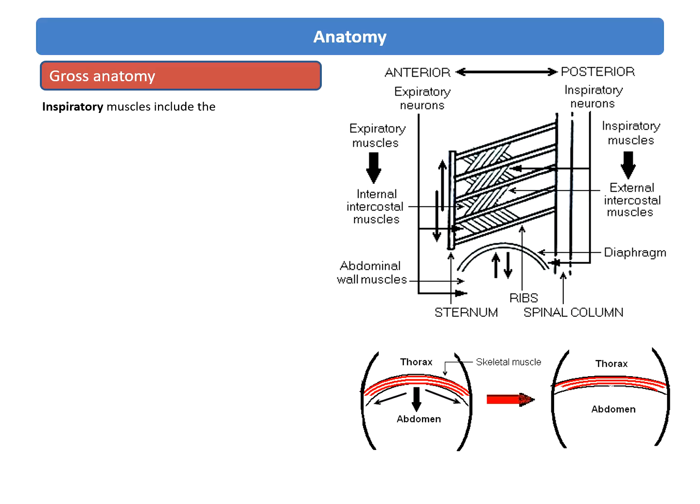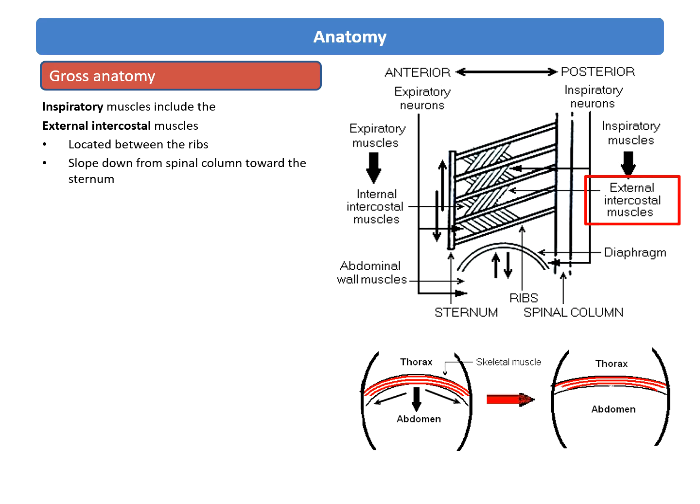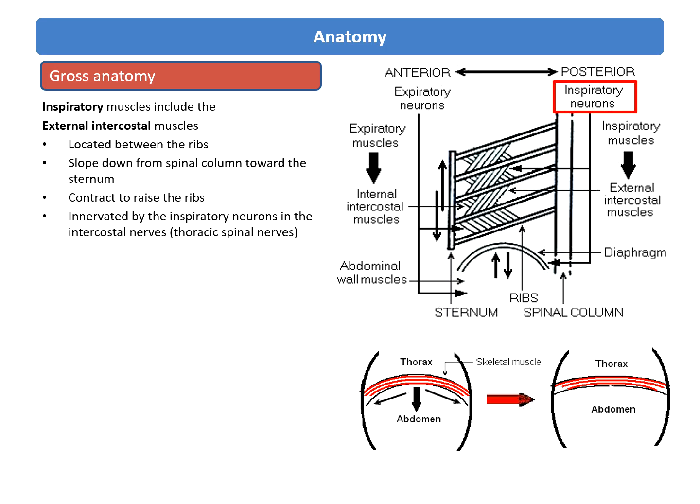Let's look at the inspiratory muscles. They include the external intercostals located between the ribs, and they slope downward from the spinal column toward the sternum. When they contract, they pull up the ribs. The ribs will rise. They're innervated by inspiratory neurons that are located in intercostal nerves. These are thoracic spinal nerves.